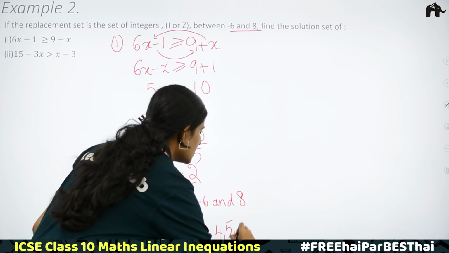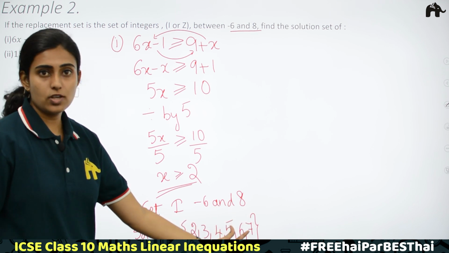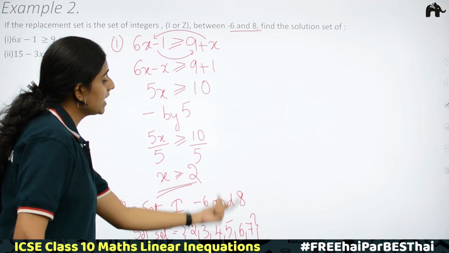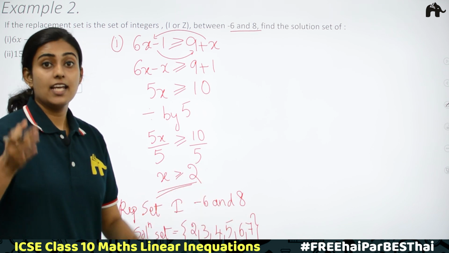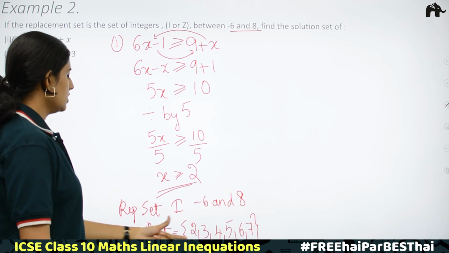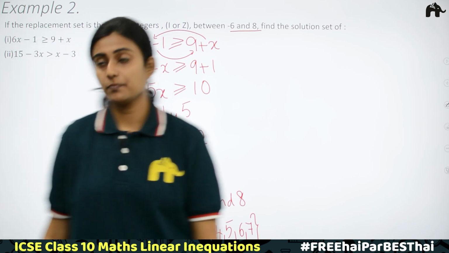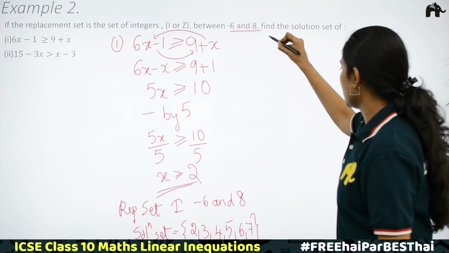5, 6 and 7. Can we include 8? No, right? Because the number lies between -6 and 8. In that case, you have to exclude -6 and 8. So, this is the solution set in the first part. Similarly, we'll find for the second part.